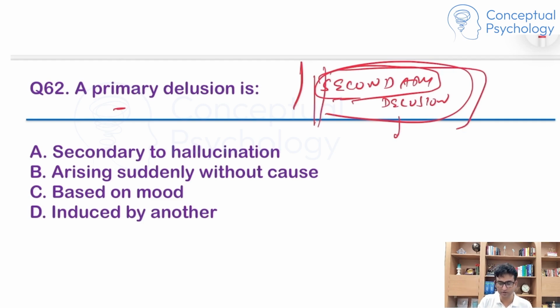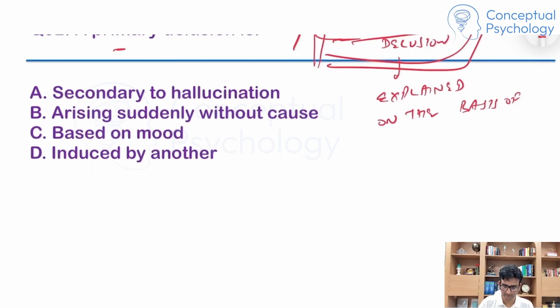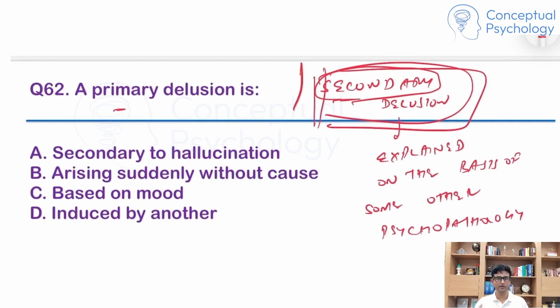This is secondary delusion. So secondary delusion is a delusion which can be explained on the basis of some other psychopathology, like hallucination. So what is primary delusion then? Primary delusion is something which results directly because of the disease process. A patient develops it directly because of the schizophrenia disease. That is primary delusion, which develops directly because of the disease process.